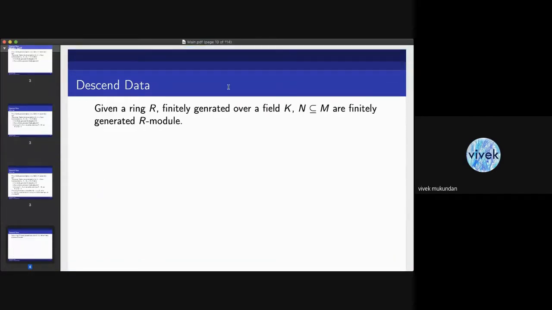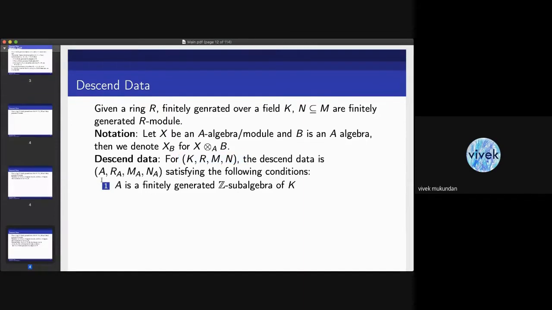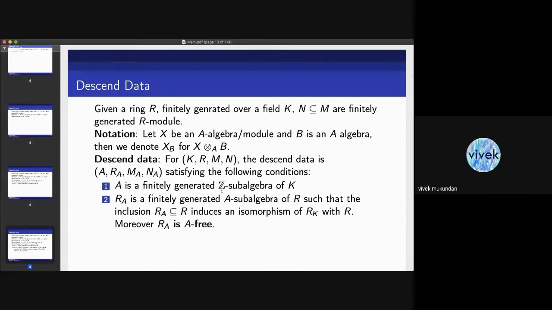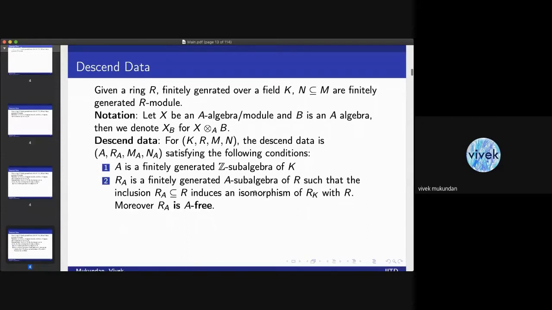First, the descent data. Given any finitely generated algebra and N contained in M. Whenever X is any object, a module or an algebra, and B is an A-algebra, then X_B, where B appears as a subscript, is given by X tensor B. Then the descent data for (K, R, M, N) is nothing but (A, R_A, M_A, N_A), which is replacing K by A, and subsequently all the algebras and modules by their module or algebra over A. So A is a finitely generated Z-subalgebra of K, R_A is a finitely generated A-subalgebra of R, so that the inclusion R_A contained in R induces an isomorphism of R_K with R. Moreover, R_A is A-free.